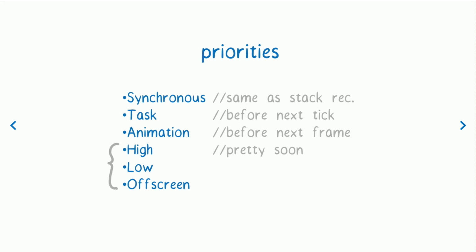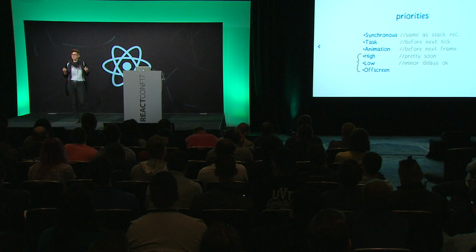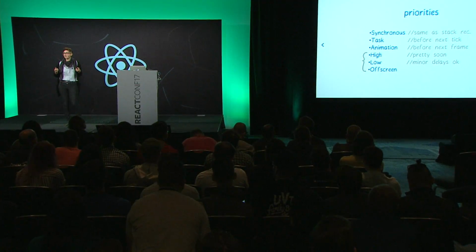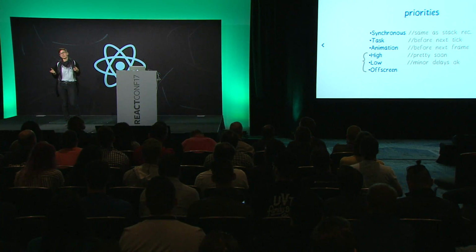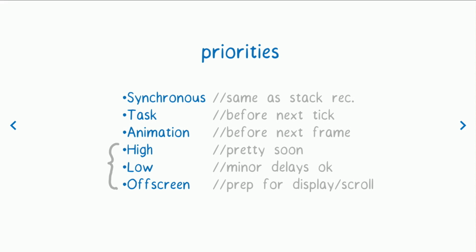High priority work should happen pretty quickly in order to seem responsive. Low priority work isn't as sensitive to these minor delays. So if you're doing something like data fetching, you're not going to notice if there's an extra 100 or 200 milliseconds in there. So low priority work can be used for that. And then off-screen is for anything that's hidden or that is off-screen currently. And it'd be nice to have it rendered in case it gets shown, but you don't need to have it right now.